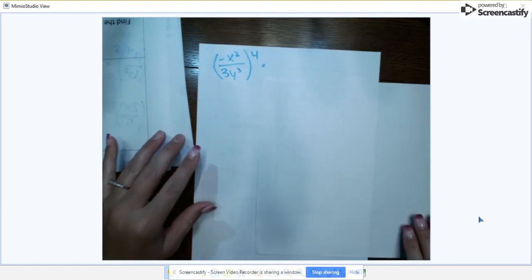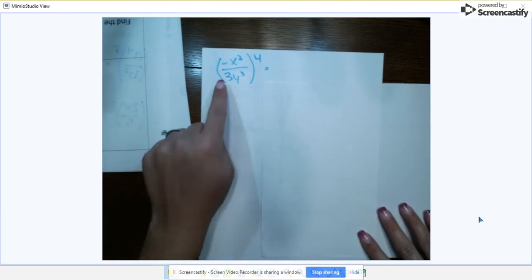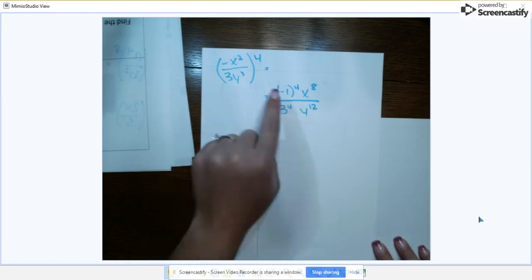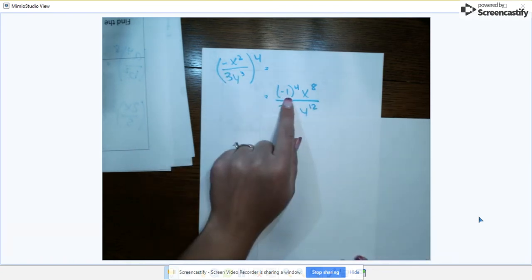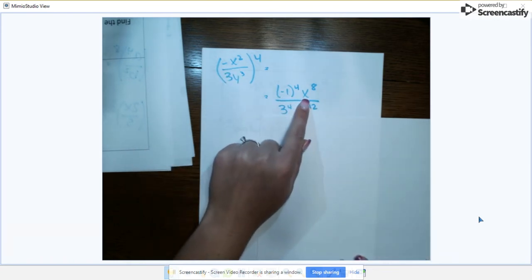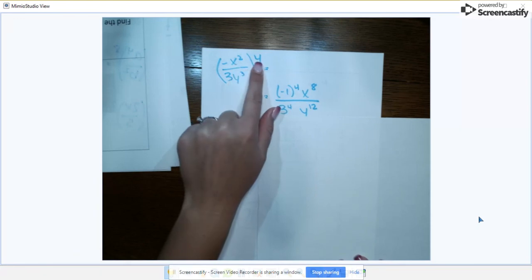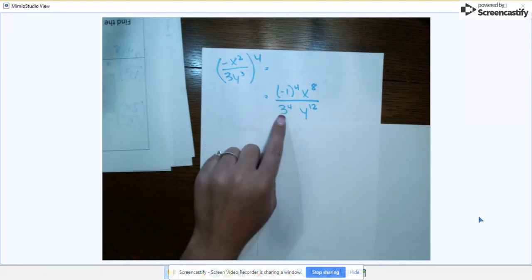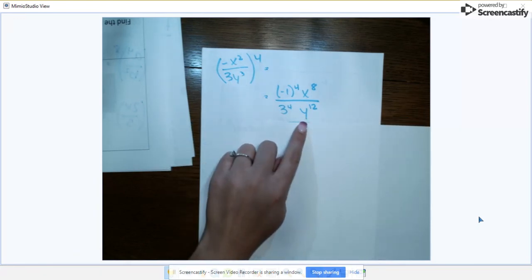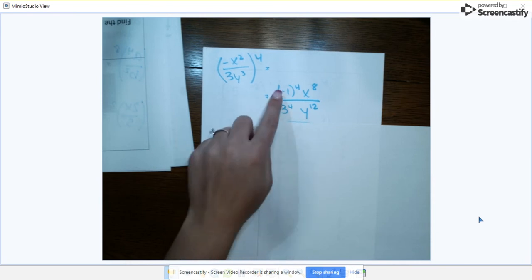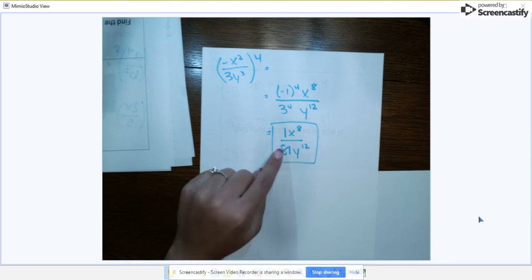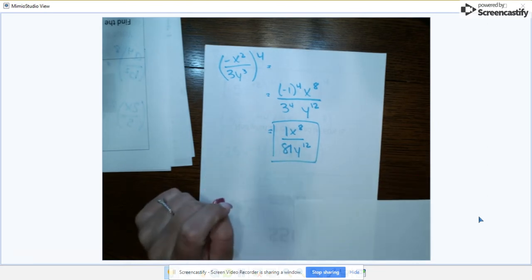Negative x squared over 3y cubed to the 4th. That's technically a negative 1, which is where this step comes from. So I have negative 1 to the 4th. Then x to the 8th because I multiplied 2 and 4. 3 to the 4th and y to the 12th. Simplify your numbers. Negative 1 to the 4th power becomes positive 1. 3 to the 4th is 81.